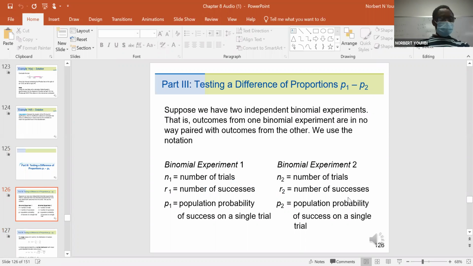Now comparing two proportions. To compare two proportions, we will use the Z distribution provided that the number of successes for both samples is at least 5, and the number of failures is also at least 5. The sample proportion is P1 hat equals X1 over N1, and P2 hat equals X2 over N2.